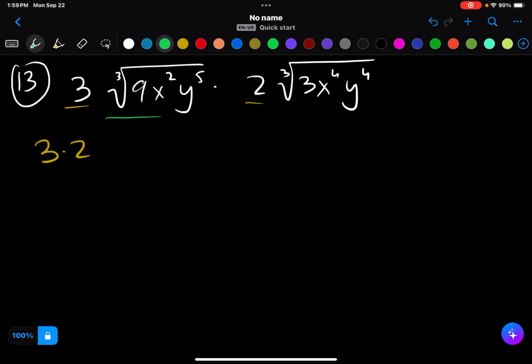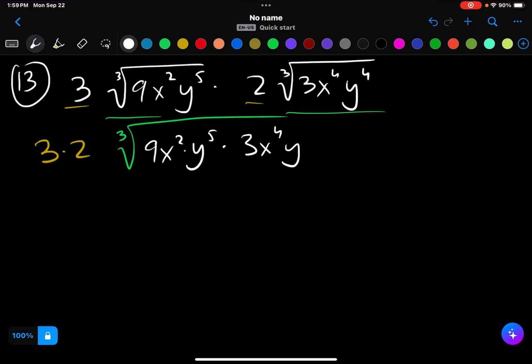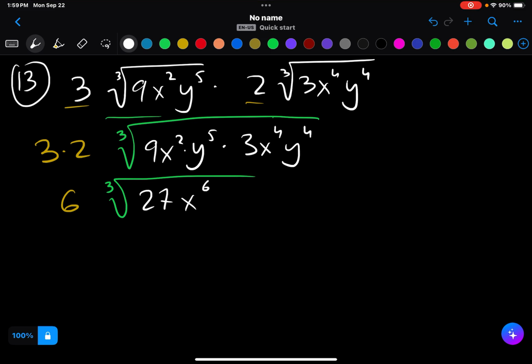And then I have 2 parentheses that are the same power. I'm going to combine those. So it's going to be 9x to the 2nd, y to the 5 times the 3x to the 4, y to the 4. Okay, all right. So 3 times 2, that's 6 on the outside. And with the parenthesis, I have 9 times 3, which is 27. x to the 2nd and x to the 4th, that's x to the 6th. y to the 5 times y to the 4, that's y to the 9.